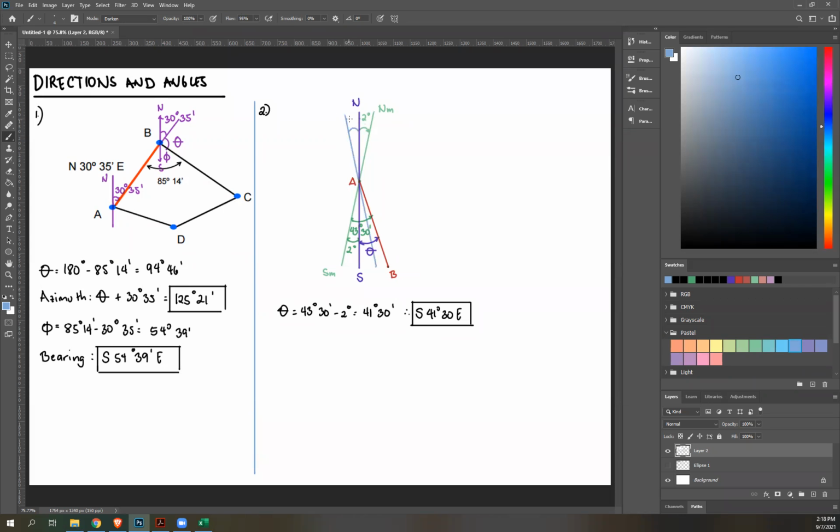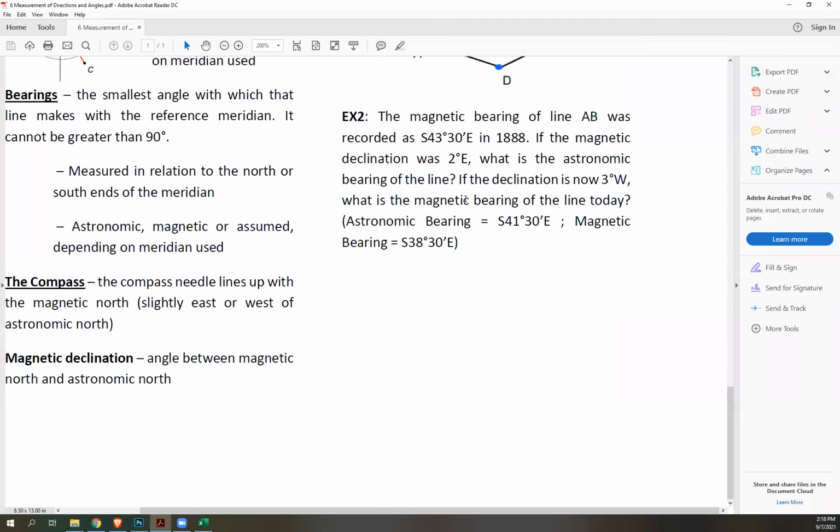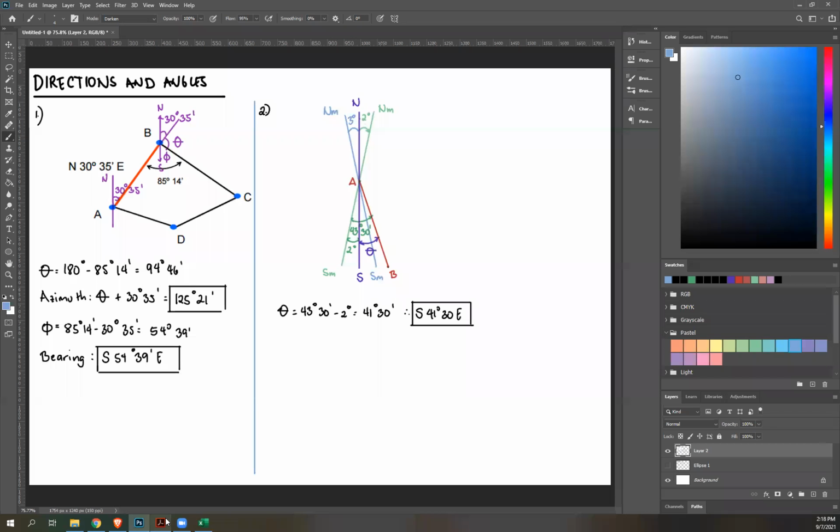And this is your 3 degrees west. So this is your new magnetic north, magnetic south. And then what we want again is the magnetic bearing of the line today. So our reference line is this blue one, the new magnetic bearing. So meaning this is what I want to look for. And let's call that phi. Okay. So can anybody tell me how do I solve for phi?